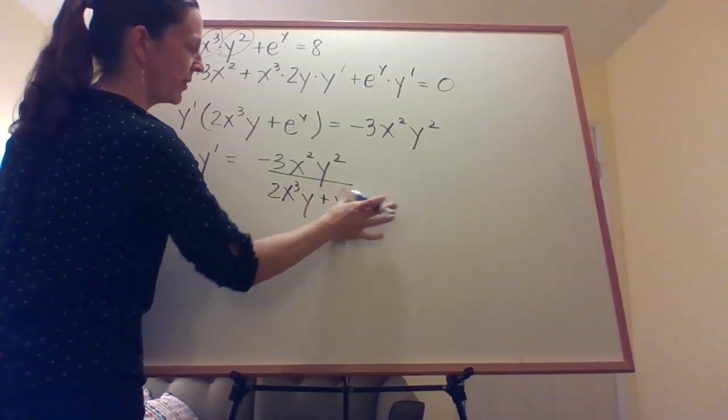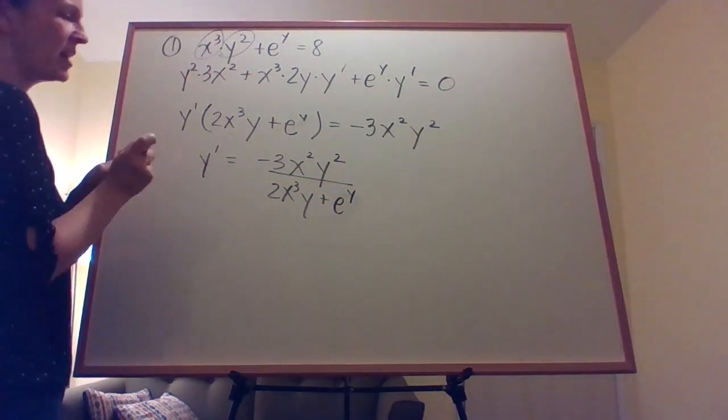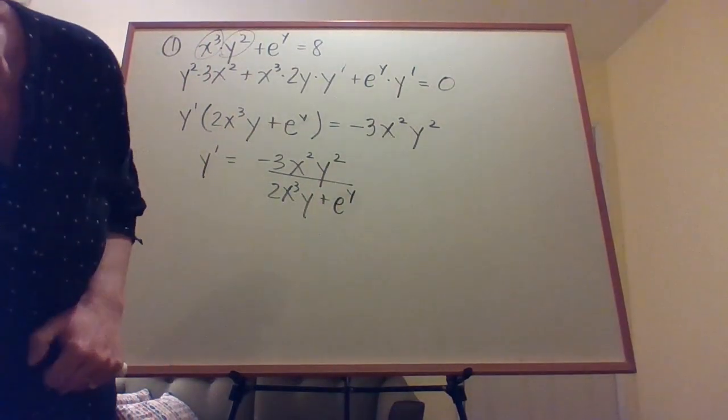I'm sorry, I wrote that wrong. Plus e to the y. That's my final answer, and that's worth a full 12 points.